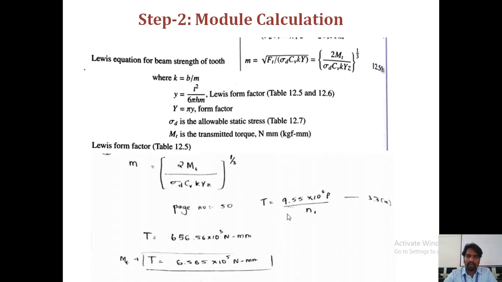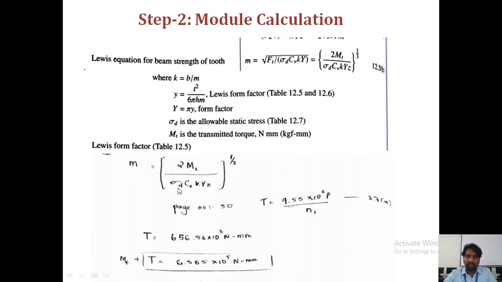to transmit the power, which we already used in the design of shafts in Design of Machine Elements 1. The same equation we need to use here to find out the torque required to transmit the power. That is 9.55 into 10 power of 6 into P by N1. We need to take N1 because the design is based on the pinion. So 9.55 into 10 to the power of 6, the power is given and the speed N1 is also given. So the torque is given.